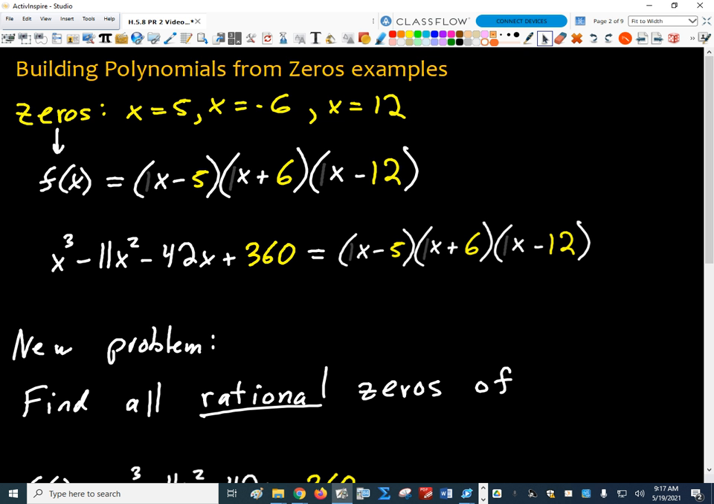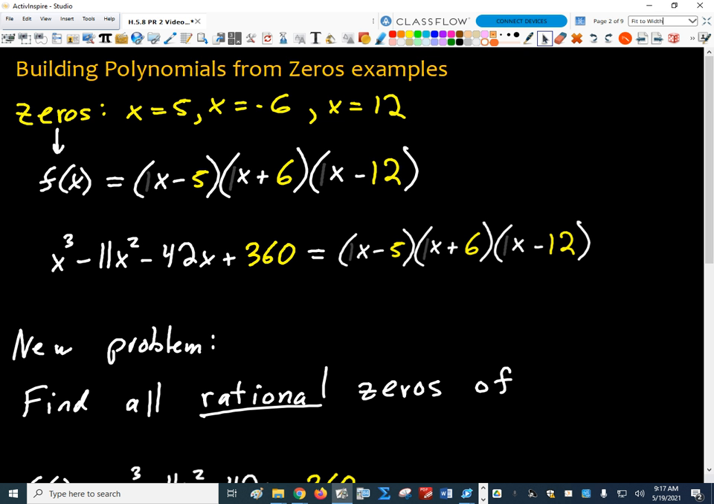If my zeros are 5, -6, and 12, then we know that the corresponding factors are x minus 5, x plus 6, and x minus 12, okay? Notice, just for later reference, that the coefficients of x are all 1, right? When I multiply those out, what happens? Well, if I go through that whole process, I end up with this polynomial, x cubed minus 11x squared minus 42x plus 360. Okay, well, how come we got a 1 in front of the x cubed?